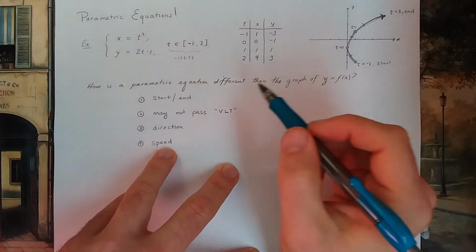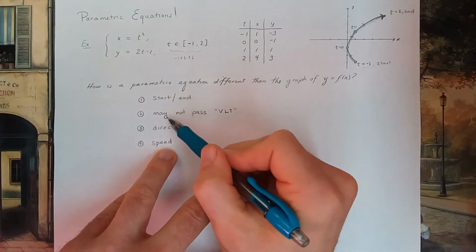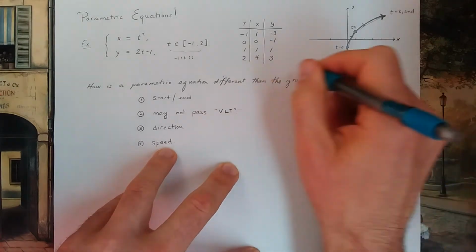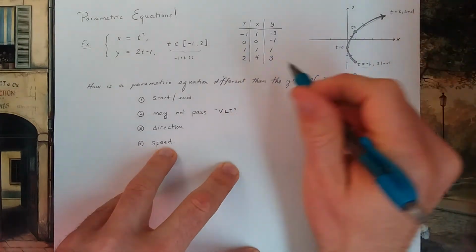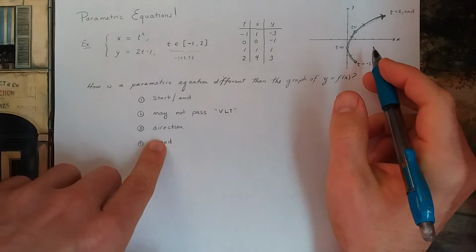So for these reasons, they have a start and end point. They may not pass a vertical line test. They could loop around. They can draw all kinds of crazy patterns. They have a direction and a speed.